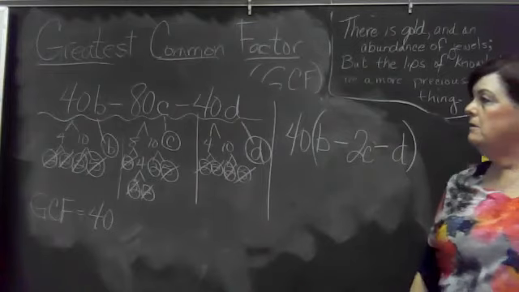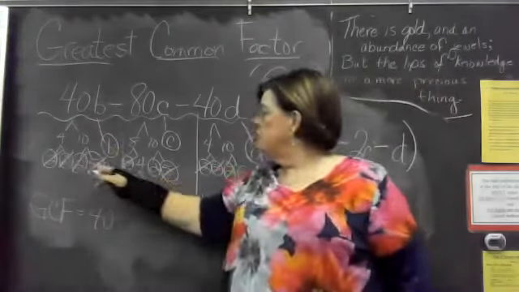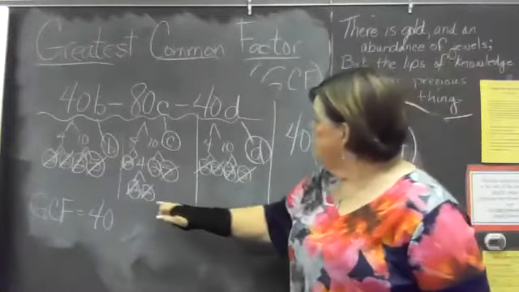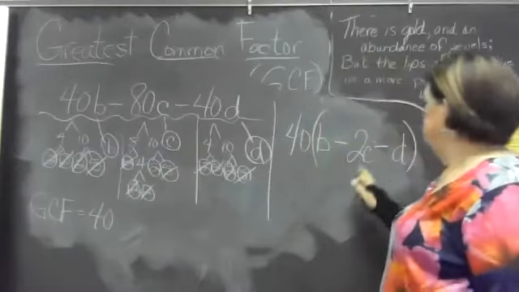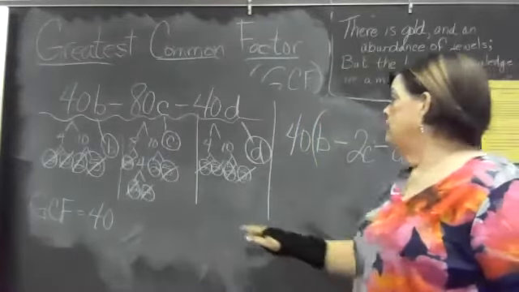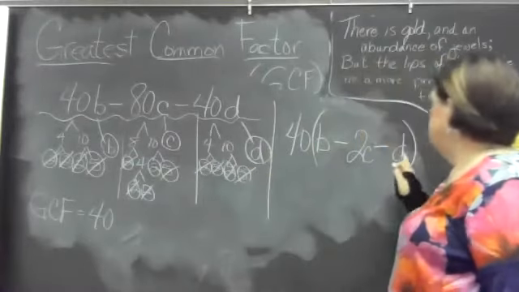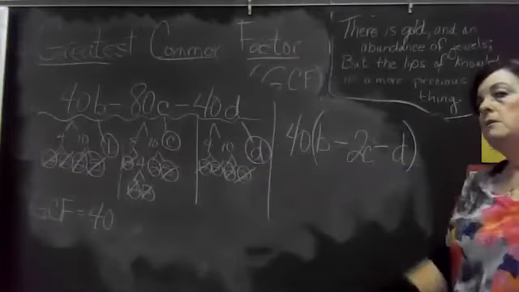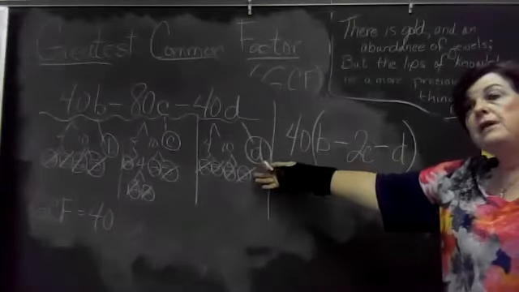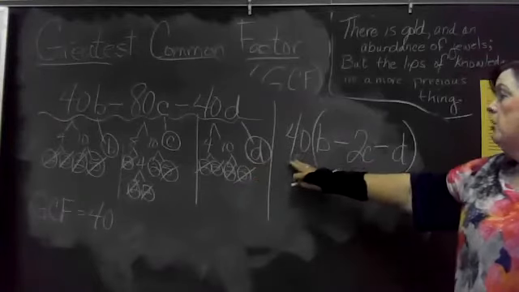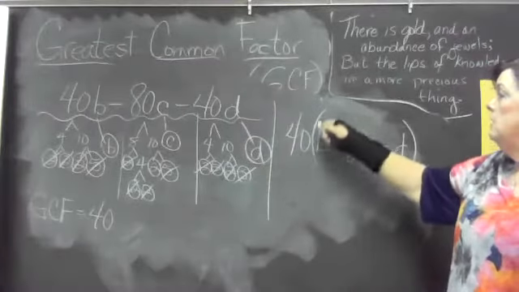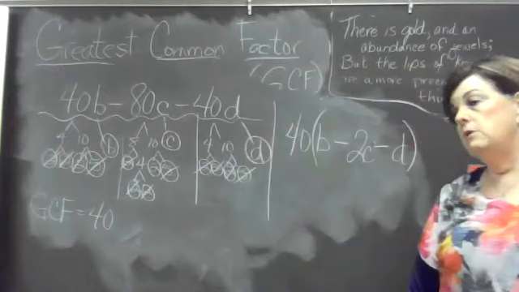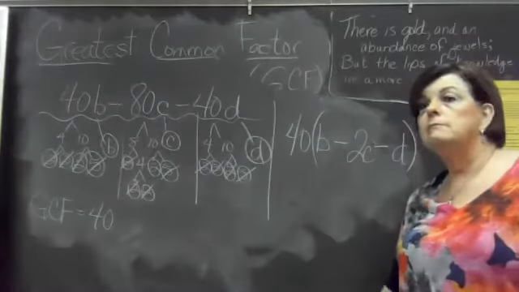Now let's check and see. All that was left was a b, right? All that was left is 2c, and all that's left here is a d. Okay? So this is a good way to check. This is a good way to understand what's happening. The greatest common factor goes out front. And then we have a parentheses full of what's left in our polynomial after it is divided out.